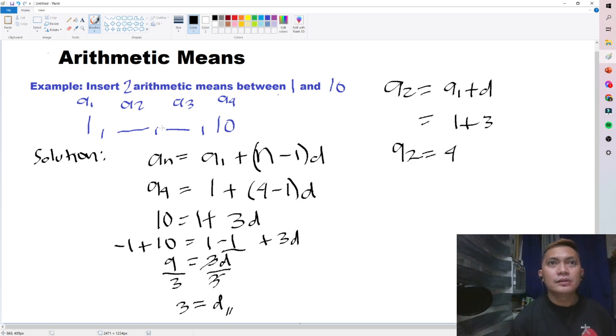Okay? Then, your a sub 2 is 4. Then, you can also add on the same data. So, 4 plus 3, the common difference, is 7. Then, plus 3 is equal to 10. So, that's how to use the arithmetic mean.